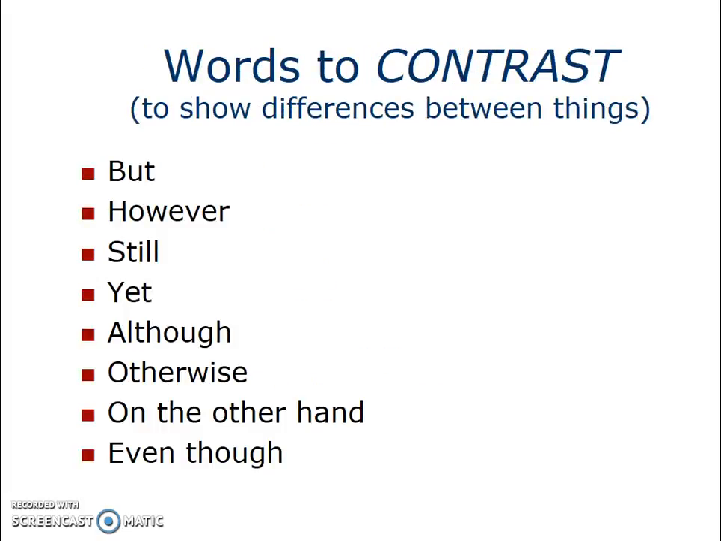These words are used to show a contrast. This is when you want to show how two things are different. But, however, still, yet, although, on the other hand, otherwise, even though.